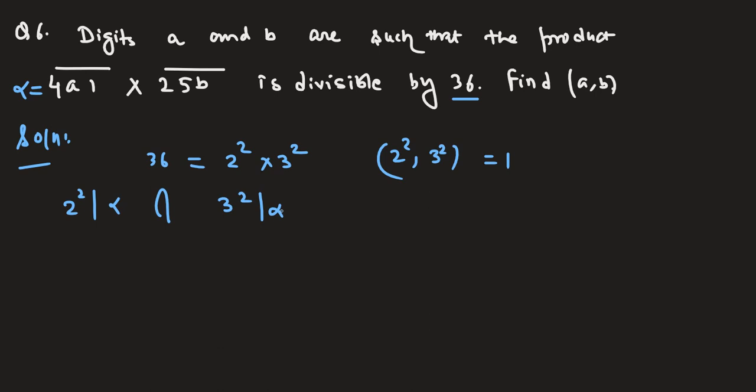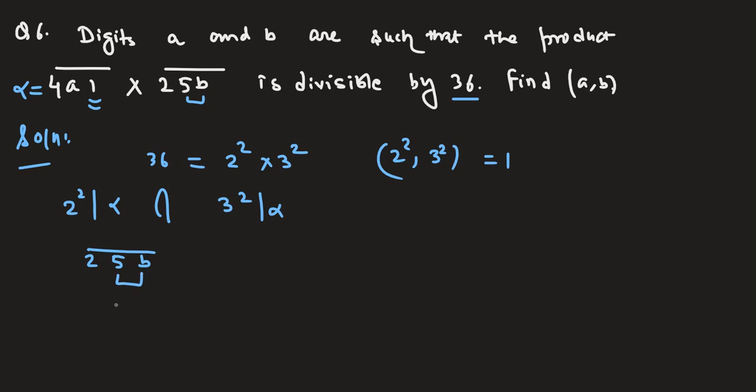Now if 2 square divides alpha, that means the last 2 digits of this number must be divisible by 4. Since a 1 is present at the end, this number cannot be divisible by 2 square because it is an odd number. So the only possibility is that this 3-digit number 25B should be divisible by 2 square. That means the last 2 digits should be divisible by 4.